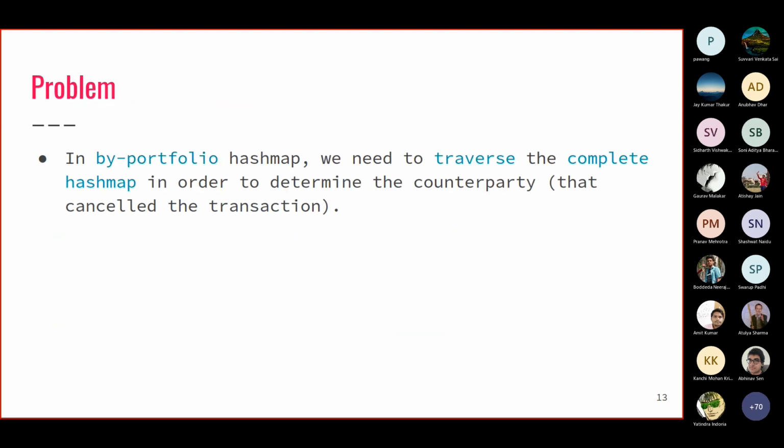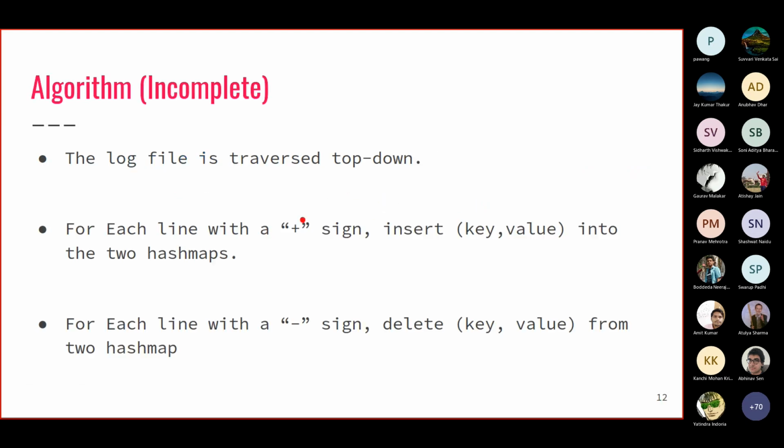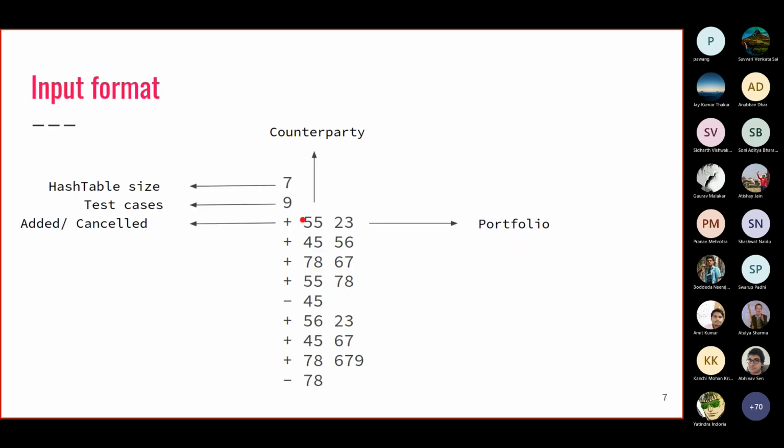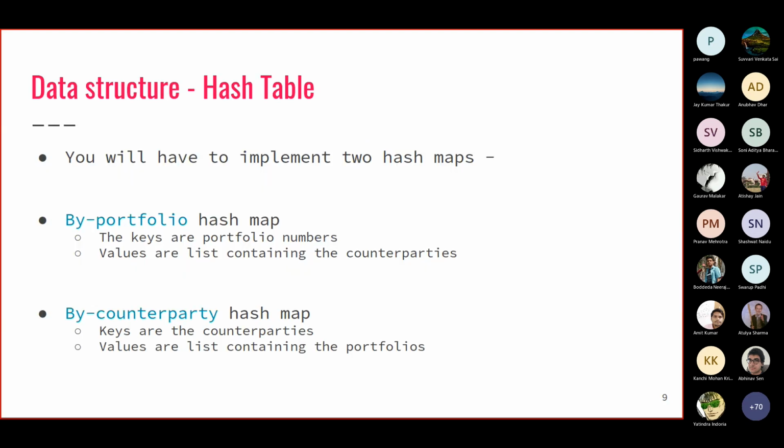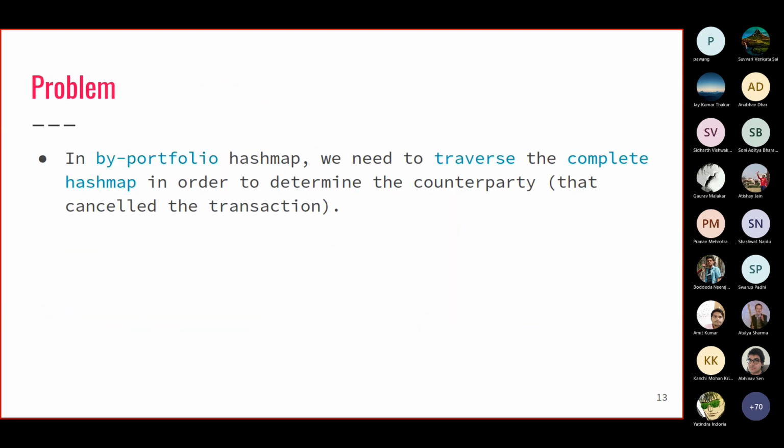But there is a problem. In the by portfolio hash map, we need to traverse the complete hash map in order to determine the counterparty. Because if you see the log file here, when we perform a delete operation, we do it using the counterparty. But in the portfolio table, our key is the portfolio ID, not the counterparty ID. So we need to search the whole table to determine which portfolios need to be deleted.